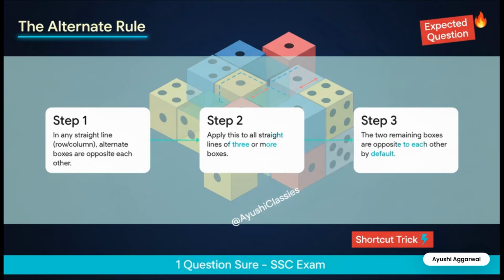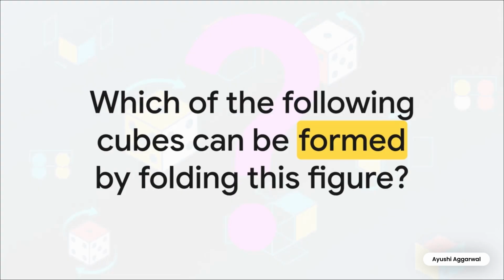So the way to apply this is super simple. First, you look at every straight line and pair up the alternate boxes as opposites. Once you've done that for all the straight lines, whatever 2 boxes are left over at the end, well, they're opposites by default. Now, let's apply this rule to a classic exam question.